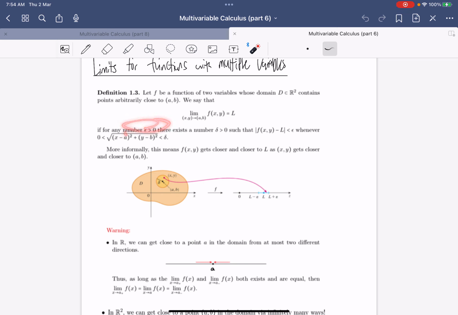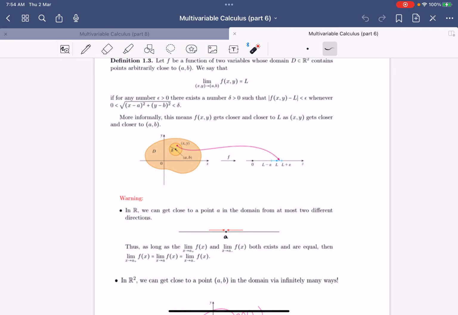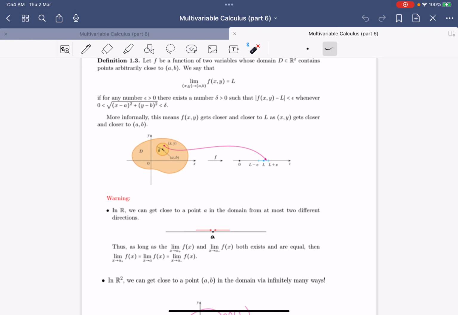We define the limit of a function of two variables as follows. Given an epsilon, there exists a delta such that whenever the point (x, y) is delta close to (a, b), then |f(x, y) - L| is less than epsilon. Informally, this means that f(x, y) gets closer to L as (x, y) gets closer to (a, b).